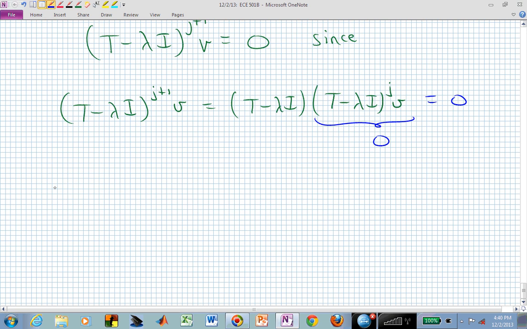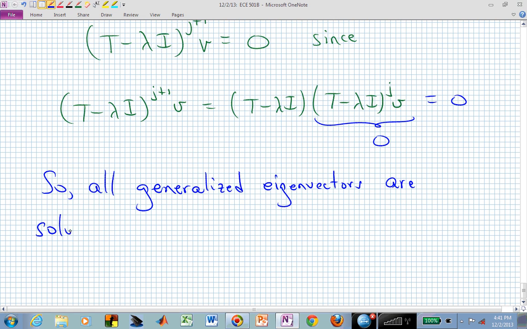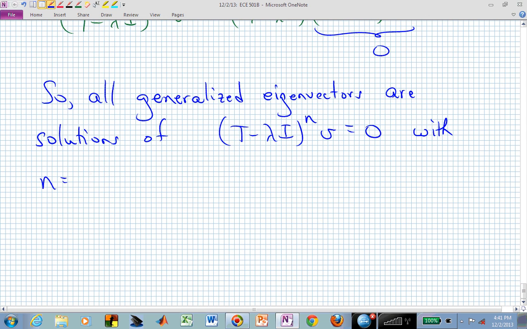That says then that all generalized eigenvectors are actually solutions of (T minus lambda sub I)^n v equal to 0, with this little n being equal to the dimension of our underlying vector space V.